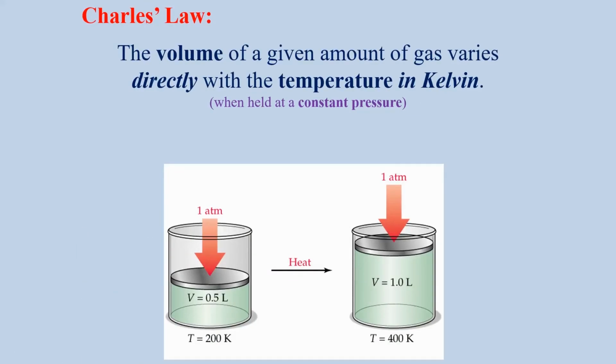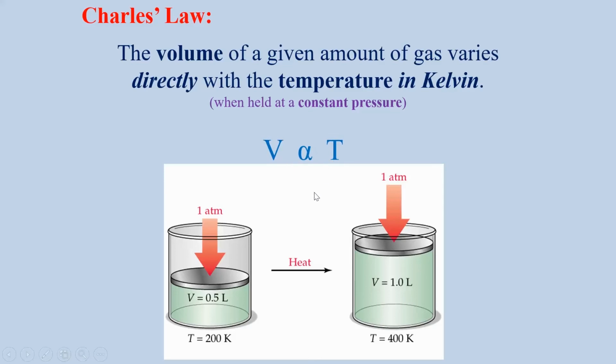But Charles' law says the volume of a given amount of gas varies directly with the temperature in Kelvin when held at a constant pressure. So this is saying that if you were pushing down with 1 atmosphere of pressure on a container that had a movable lid, at half the temperature you'd have half the volume, and at twice the temperature you'd have twice the volume. So V is proportional to T directly.